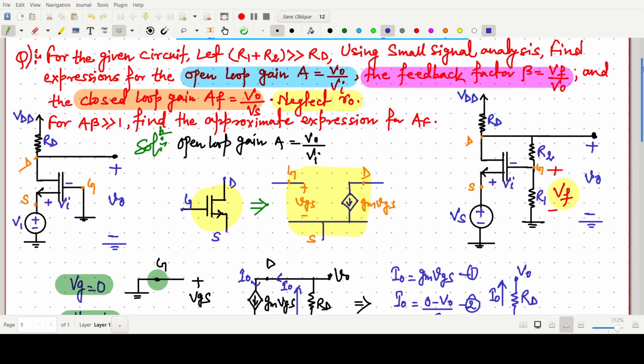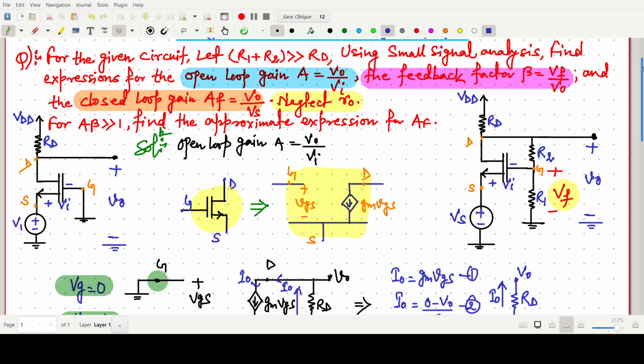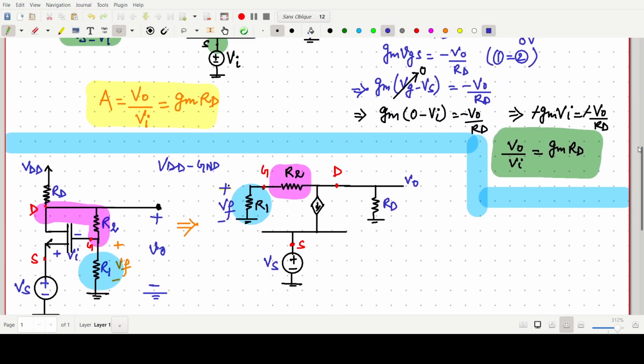See, in the question, the next part is our feedback factor beta, that is our Vf by V naught. So that's why Vf and V naught will be there, and this will be gm times of VGS, gm times of VGS. So this one is the small signal model of that particular circuit. Now we have to find the feedback factor, that is our beta. Beta equals Vf upon V naught.